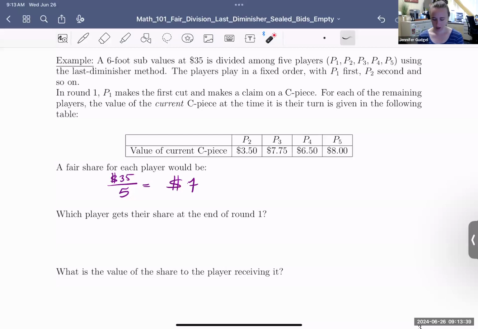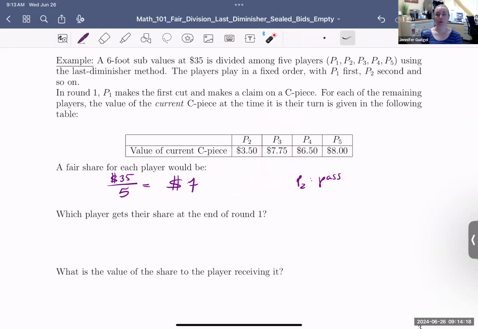That's just how it starts. We look at player 2 now. Pass or trim. Player 2 is going to pass. $3.50 is too small. Player 3 is going to trim, and they're specifically going to trim to $7. It was worth $7.75 when it got to player 3. They have to trim down to what they feel is a fair share, so they're not last in line. They trim it down to $7.